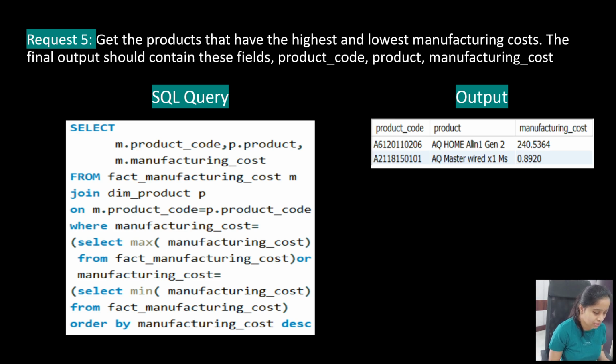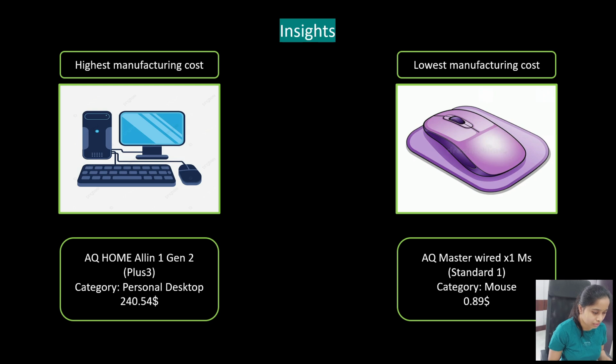In the query I used min and max aggregate functions, and this is the output with the min and max manufacturing cost. So the highest manufacturing cost is for the AtliQ Home All-in-One Gen 2, which is the personal desktop, and the cost is $240, and the lowest is the AtliQ Master Wide X1 mouse, which is a standard one, which is less than $1.